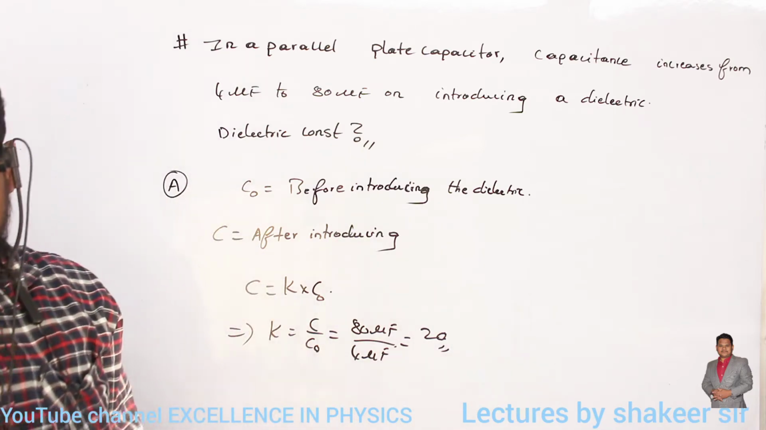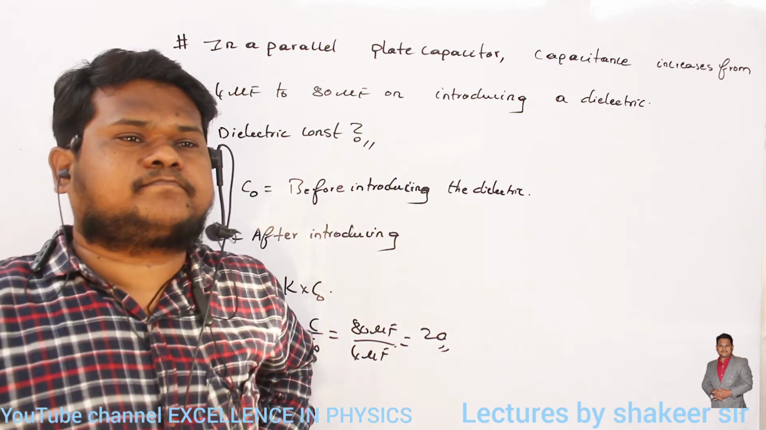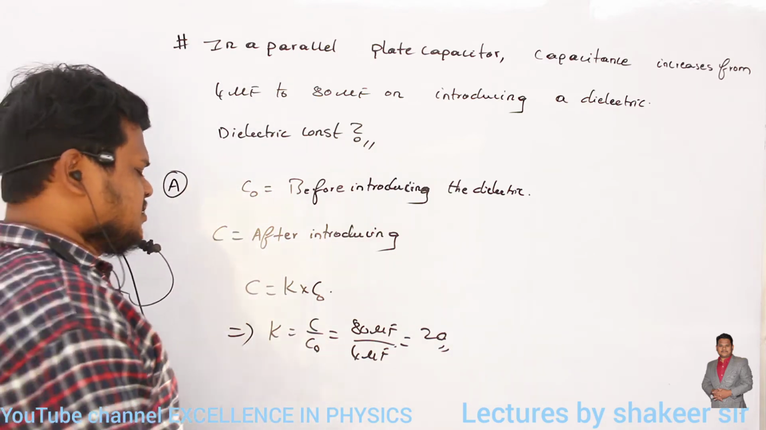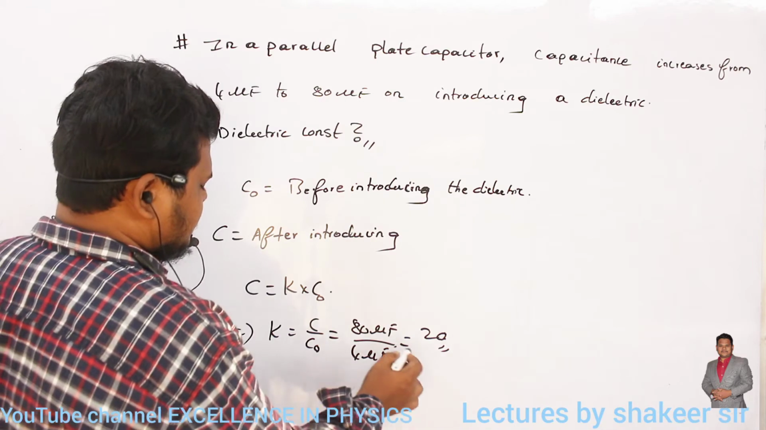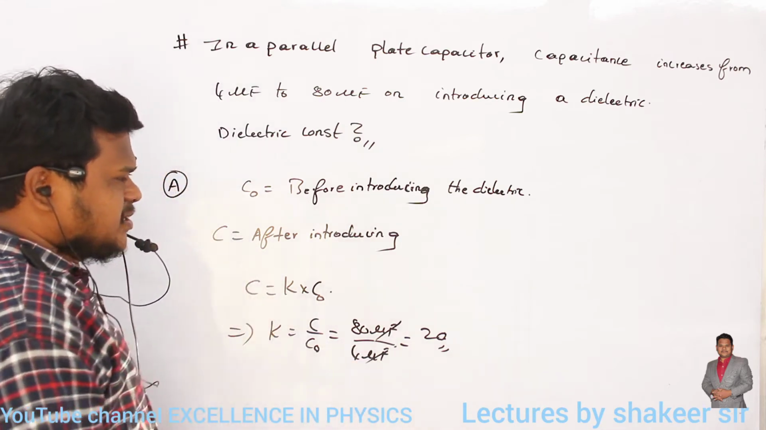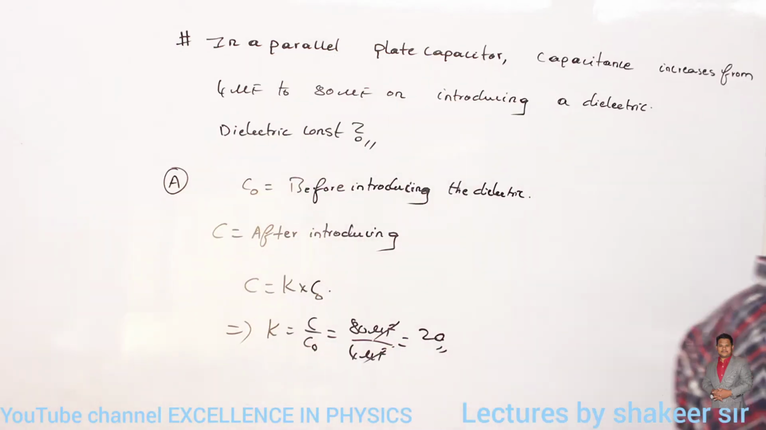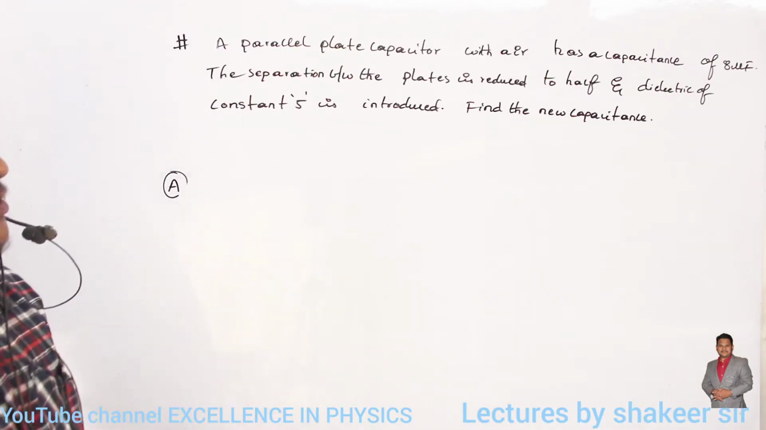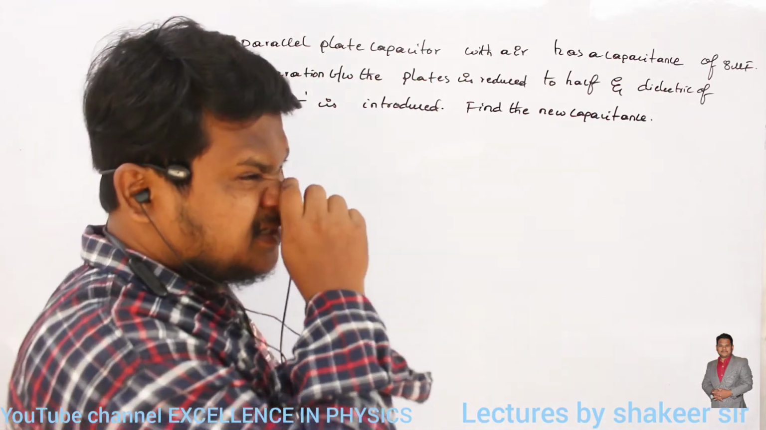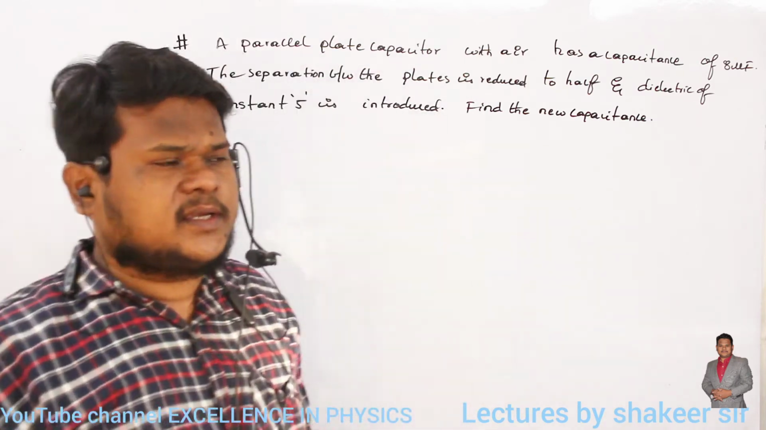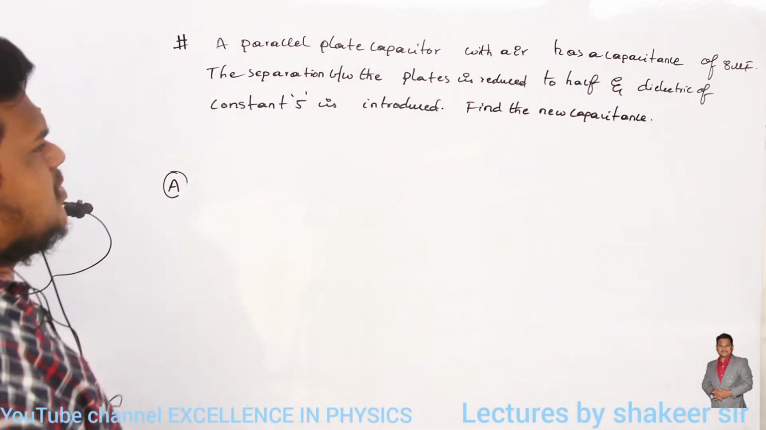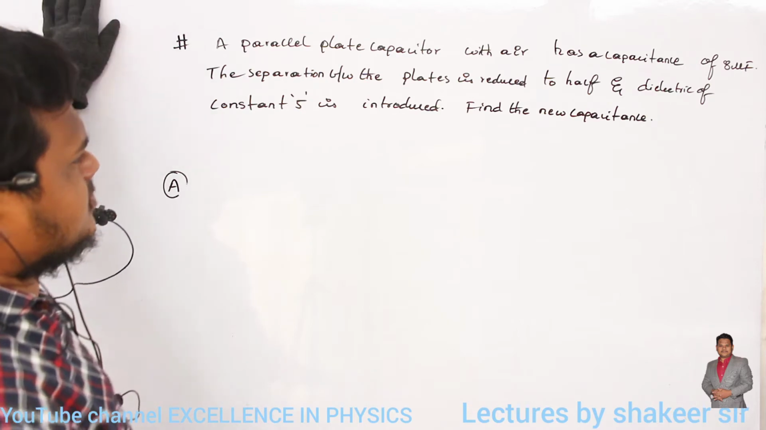Now can you say what is the unit of this dielectric constant? No units, because this is a dimensionless quantity. Here microfarads and microfarads get cancelled. Next, a plate capacitor with air. With air means what? In between the plates of the capacitor, there is only air present. So it has a capacitance of 8 microfarads.